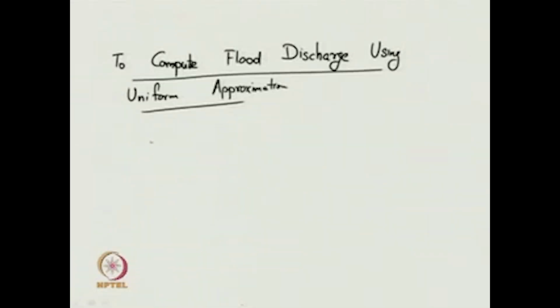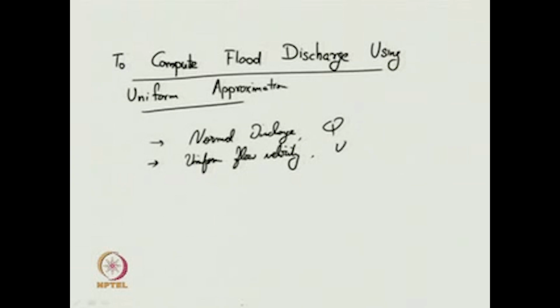You have already seen normal discharge, we gave it symbolically as Q. You have seen the uniform flow velocity, we gave it as V bar. You have seen the concept called normal depth, Yn, and Manning's coefficient of roughness.